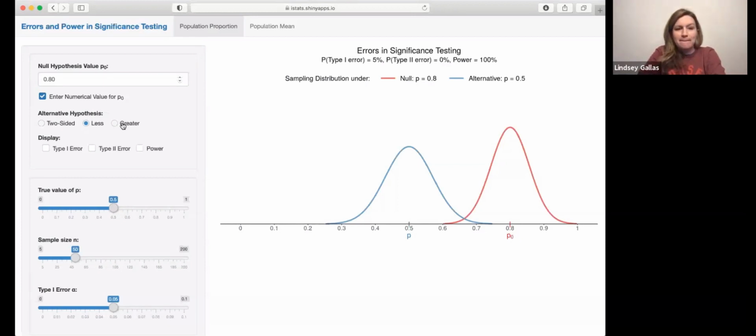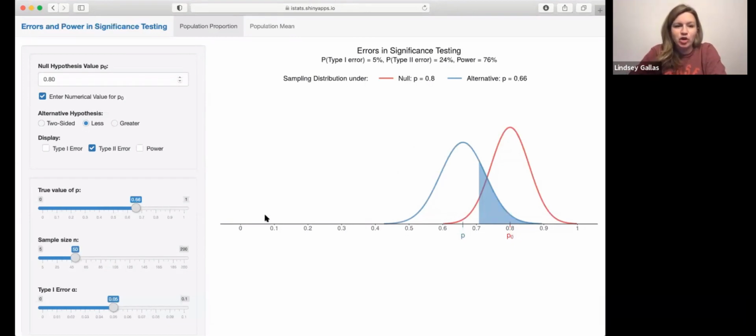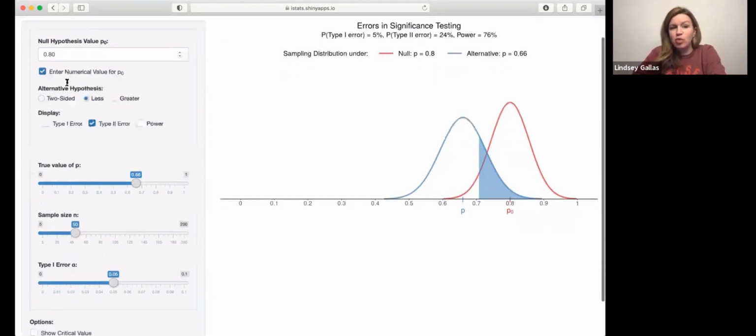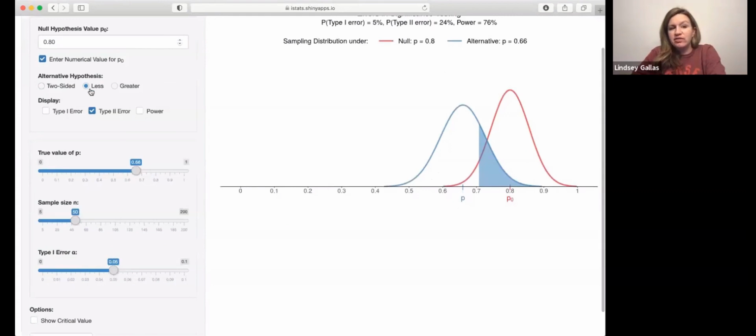All right, so before we get back to the note page, I want to point out what your applet should be looking like. You've been told to enter in all the correct information. So the null hypothesis is 0.80. My alternative hypothesis is less than, and then down here they give us this true value of P. We've said in the problem that my actual free throw percentage, the truth, is that I'm a 66% free throw shooter.